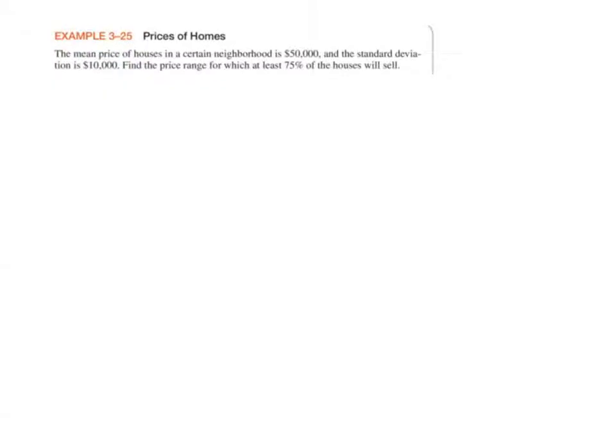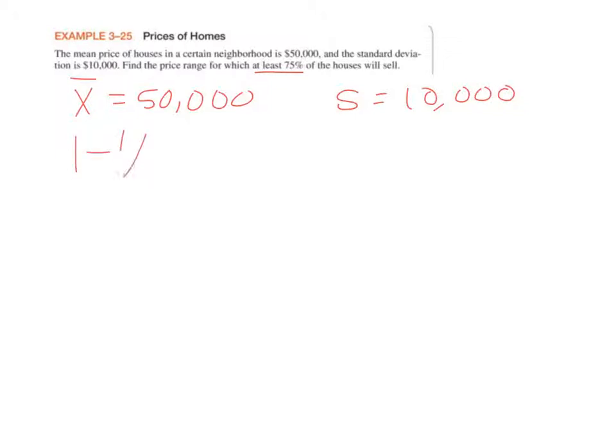The mean price of houses in a certain neighborhood is $50,000, and the standard deviation is $10,000. Find the price range in which at least, could be more than that, but at least 75% of the houses will sell. Well, if I have a mean of 50,000 and a standard deviation of 10,000, Chebyshev says if I go 2 standard deviations away from the mean in each direction, I'm going to get 75%.